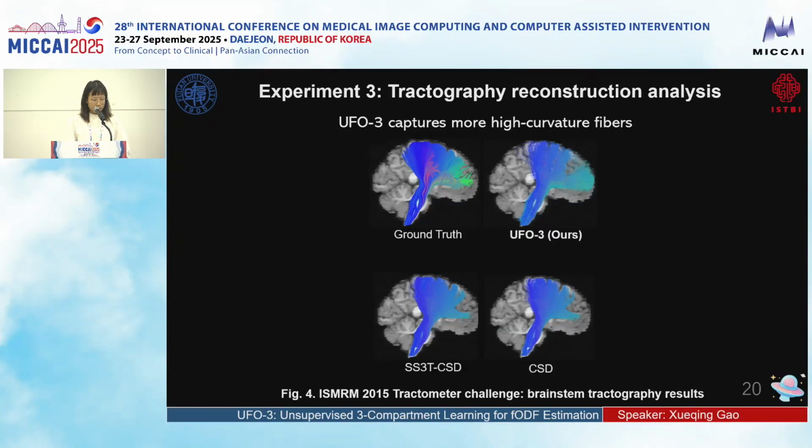Here is Figure 4. It shows the trajectory of the projection system using different methods. It is a tough job, especially when it comes to complex fiber shapes. UFO-3 is sensitive to complex fiber shapes like sharp turns and crossing angles, and other methods tend to miss the details.